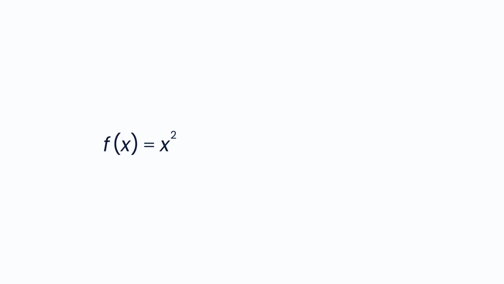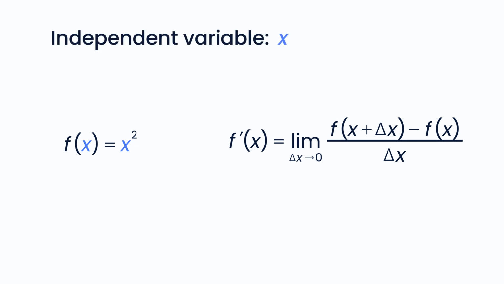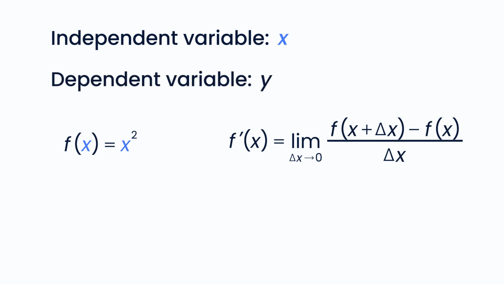You start by inserting the function into the definition. Notice the independent variable, x, in the function. As a reminder, the independent variable of a function is the variable you put into the function, often known as the x, while the dependent variable is often known as the y.